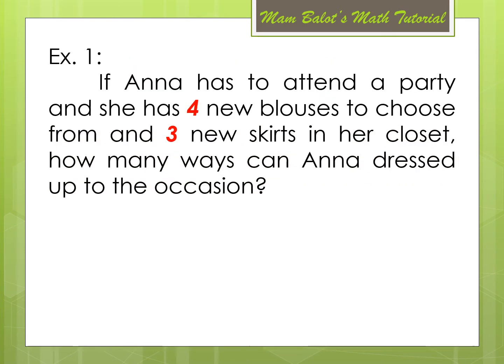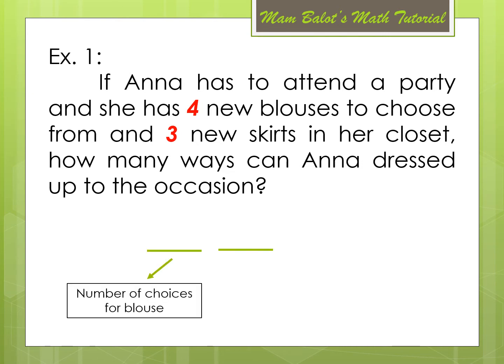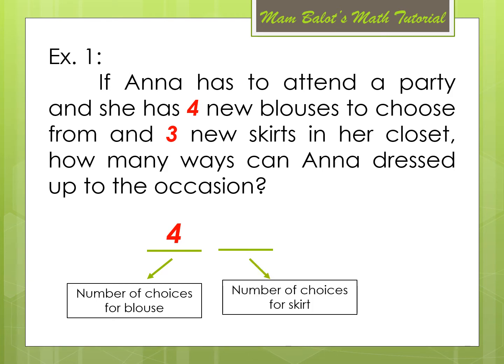For example, if Anna has to attend a party and she has 4 new blouses to choose from and 3 new skirts in her closet, how many ways can Anna dress up for the occasion? Using the FCP, we just multiply the number of choices that Anna has. The number of choices for picking a blouse is 4, times the number of choices for picking a skirt, which is 3. So we have 4 times 3 is equal to 12. So Anna has 12 ways to dress up for the occasion.